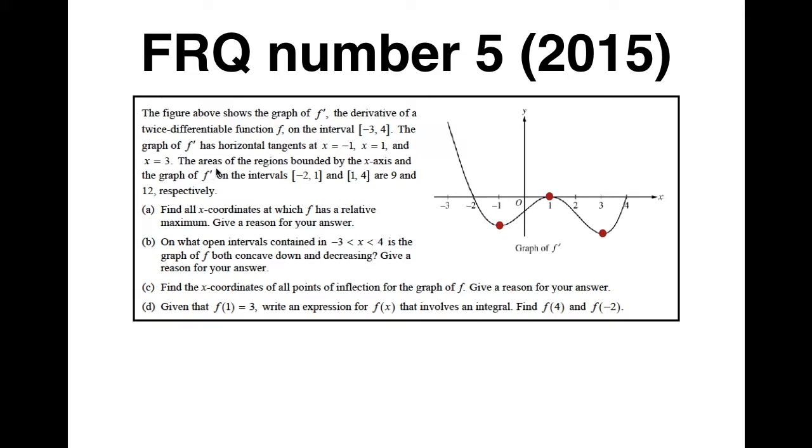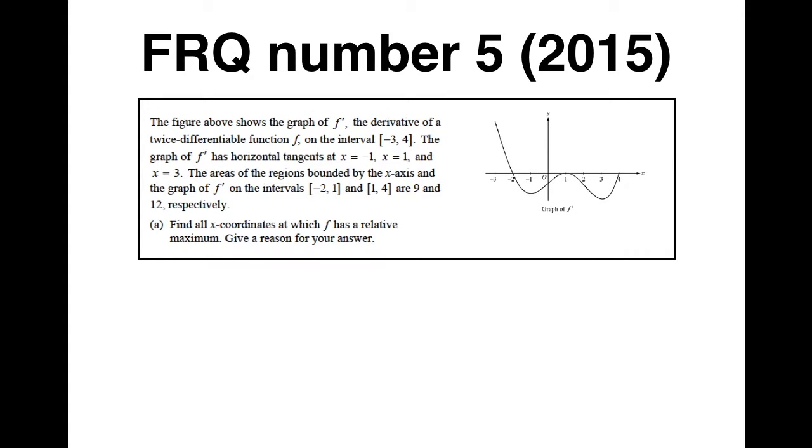Let's continue. The area of the regions bounded by the x-axis and the graph of f prime on the intervals -2, 1 and 1, 4 are 9 and 12 respectively. So the area is 9, the area is 12, but of course the integral from -2 to 1 is -9, the integral from 1 to 4 is -12. So let's start immediately with question A. Find all x coordinates at which f has a relative maximum. Give a reason for your answer.